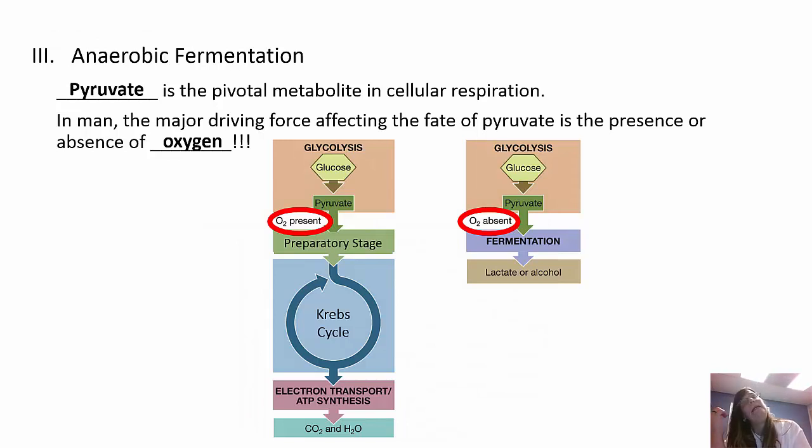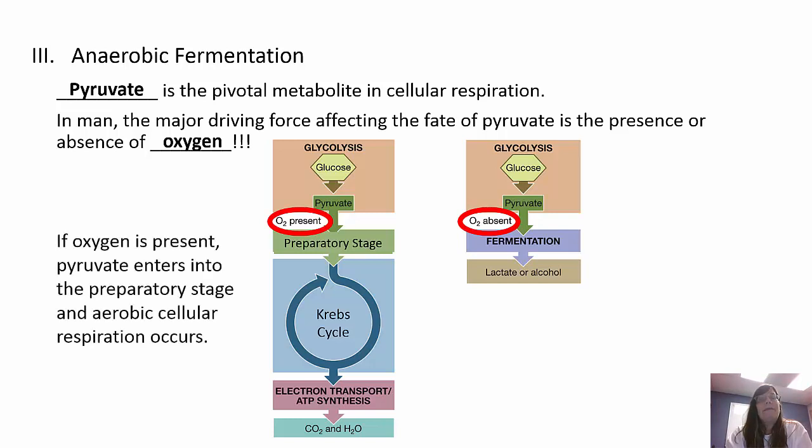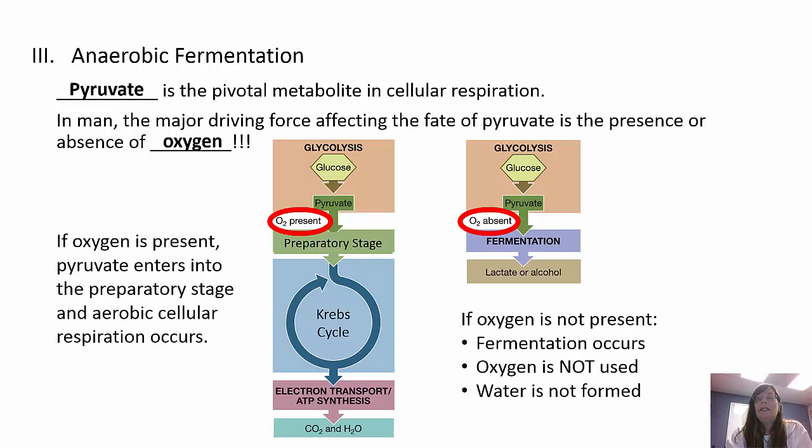Okay, anaerobic fermentation if we do not have oxygen present. Pyruvate is that pivotal metabolite in respiration. So the driving force affecting that fate is whether oxygen is present or not. So if oxygen is present, the pyruvate goes through the preparatory stage, then the Krebs cycle, then the electron transport chain. However, if oxygen is not present, the pyruvate goes through fermentation, and it can be lactate or alcoholic fermentation. So oxygen is not going to be used, water is not going to be formed.